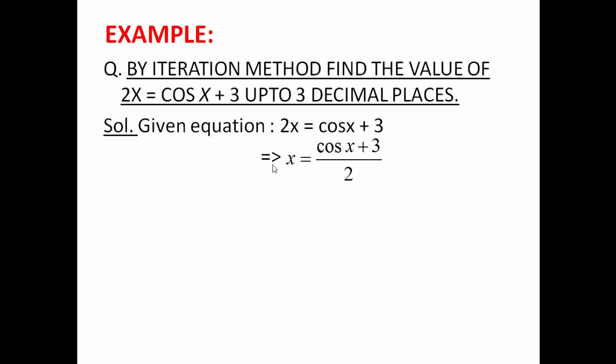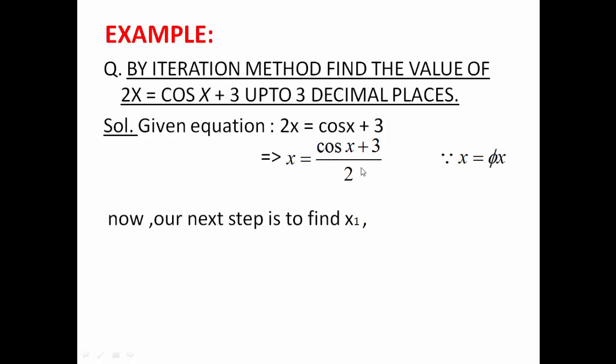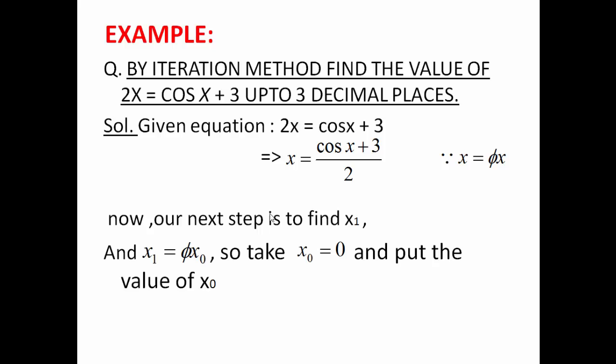So x equals phi x will be 1x on one side and other things on the other side. x equals (cos x plus 3) upon 2, which is our x equals phi x. Now our next step is to find x1, where x1 equals phi x0. So take x0 equals 0 and put in the value of x0.